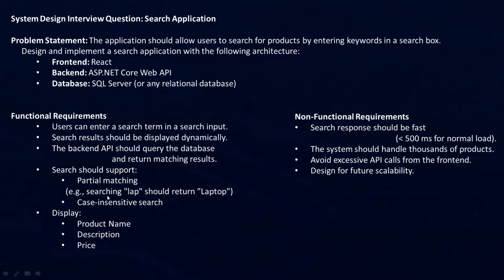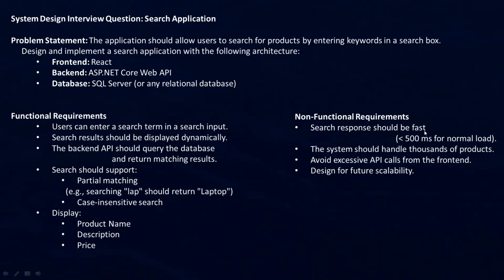Next, what is my expectation? It should be case insensitive. Next is to display the product name, description, and price. What is a non-functional requirement here? The search response should be fast. For example, the user can type fast, right? For example, in Amazon, if you open it and start typing, you want to purchase a laptop, and you are typing very fast.